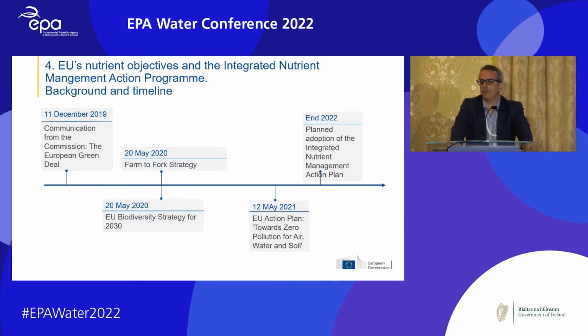And now I'm going to the fourth point of the presentation. In December 2019, the communication of the European Green Deal mentioned the Integrated Nutrient Management Action Plan. It was also announced in the two strategies, the Biodiversity and Farm to Fork strategies. And in May 2021, the Zero Pollution Action Plan also announced the Integrated Nutrient Management Action Plan, which is now in process of development, with adoption planned not for the end of this year.